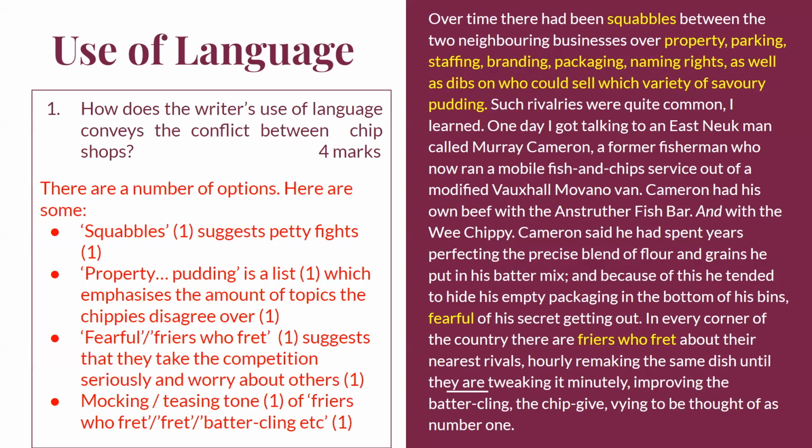Okay, so let's start with squabbles. Squabbles is word choice, so you get a mark for identifying that. The squabbles suggest petty fights, don't they? And that they're regular. There's more than one. So suggest number and petty fights.